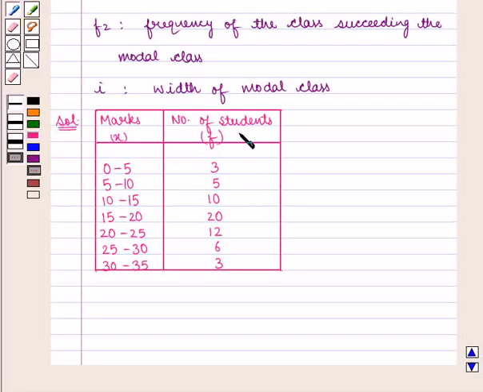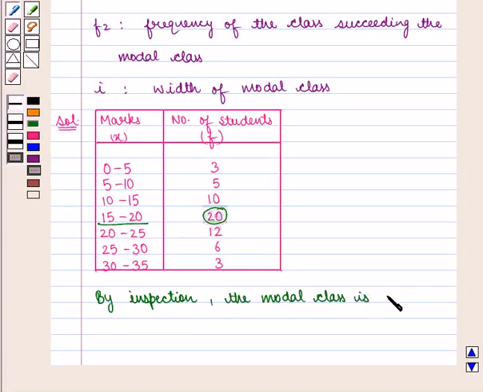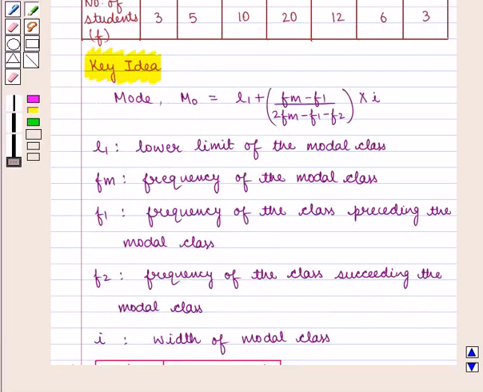We are given the following distribution. Since the given series is regular, we can locate the modal group by inspection, and we find that the class interval 15 to 20 is the modal class, since it has the maximum frequency, that is 20. By inspection, we can say that the modal class is 15 to 20.